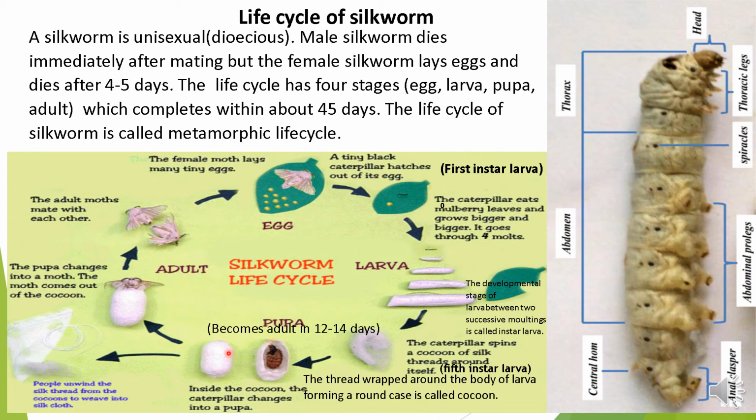As I have just told you, in the pupa stage the development of its body structure continues. Then the pupa changes into a moth or the adult. The adult comes out of the pupa by breaking the cocoon, and the adult silkworm helps in reproduction. This adult silkworm also does not eat at all, and it lives for about 5 to 6 days, and the adult silkworm just helps in reproduction.